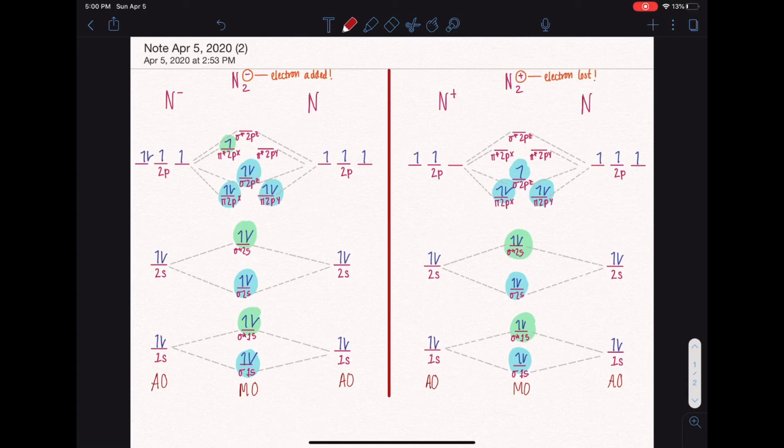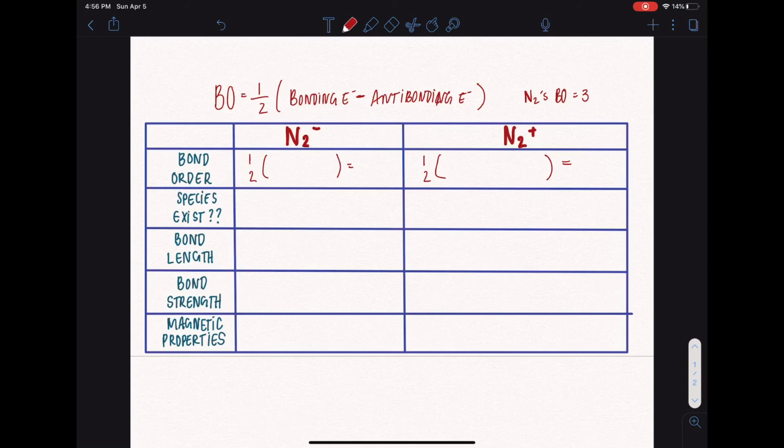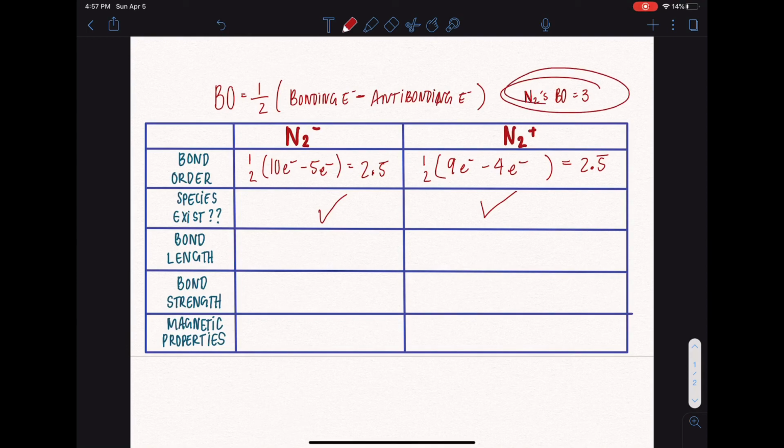Now that we've figured out the number of electrons in the bonding and anti-bonding orbitals, we can finally find the bond order for both of them. We have 10 bonding and 5 anti-bonding, which makes it 2.5. We have 9 bonding and 4 anti-bonding, which also makes it 2.5. The species do exist. Since the bond order for both of them is the same, 2.5, we have to compare it to N2's bond order, which is 3.